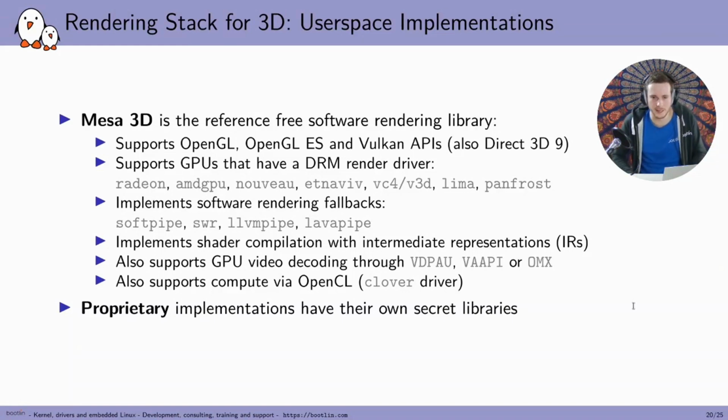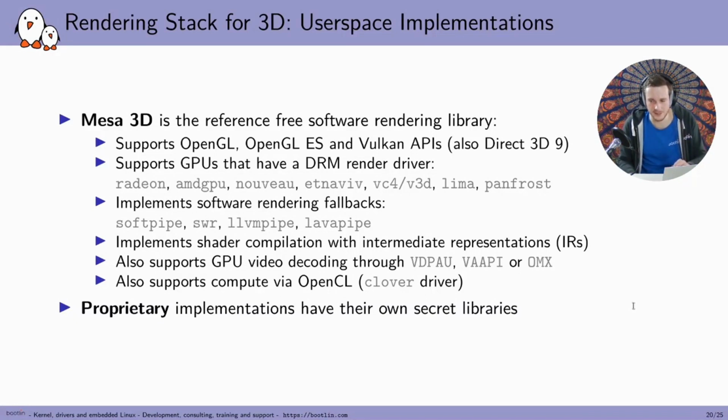Then there are CPU-based implementations that Mesa provides. It can also help with video decoding acceleration, because sometimes the GPUs have specific blocks to accelerate video decoding. And so Mesa will also provide access to those blocks through APIs like VDPAU, VA-API, or OMX.